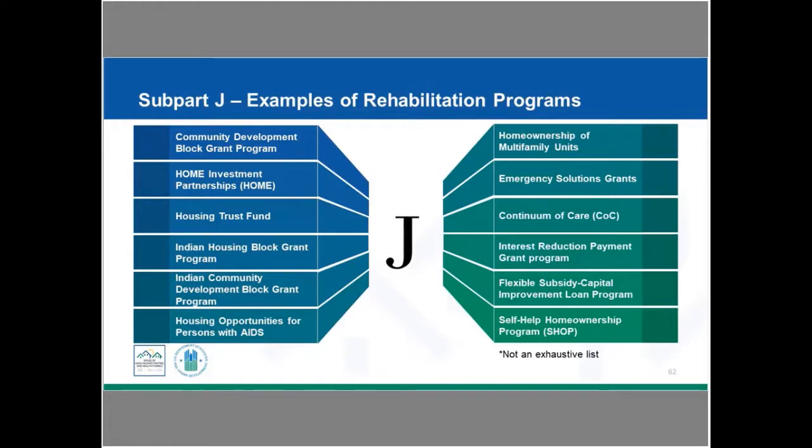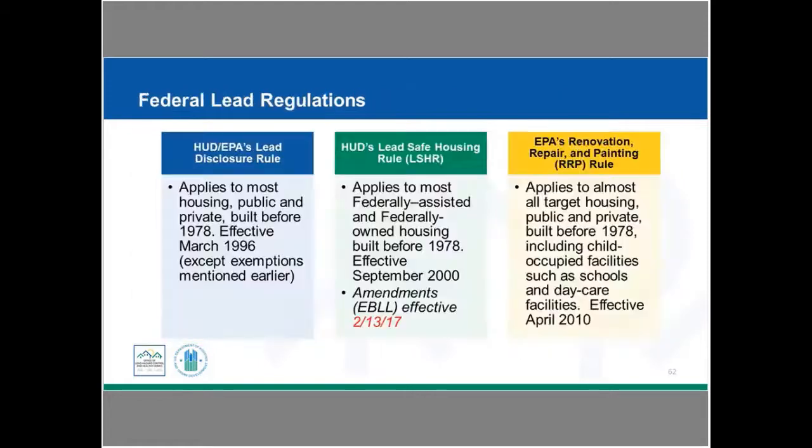I do want to alert you that the applicability of Subpart J is not dependent on the presence of a child. So most likely that you are rehabbing a home, it does not have any children living in the home, we still need to follow Subpart J rehab requirements for the Lead Safe Housing Rule. So the applicability of Subpart J is not dependent on the presence of a child.